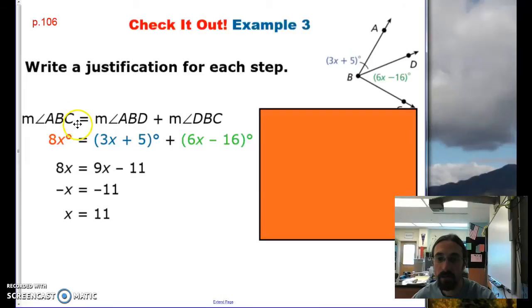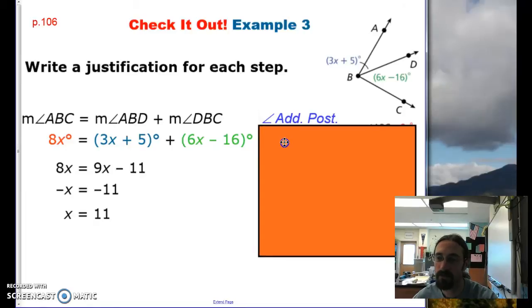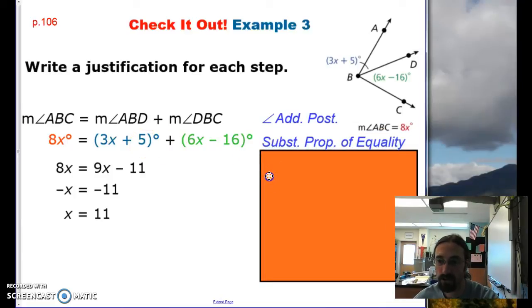So the measure of ABC is the measure of ABD and DBC. Well, what property is that? Well, of course, that's angle addition postulate, right? We're saying, oh, those are the angles, right? The sum of the parts equals the whole. Then we essentially substitute those values, right? And say, oh, well, if this one's 3x and this is 6x minus 16, we can substitute those expressions in for the measures of those angles.